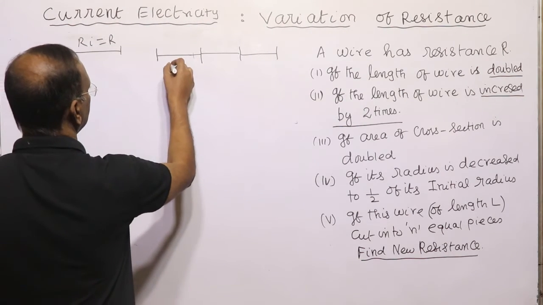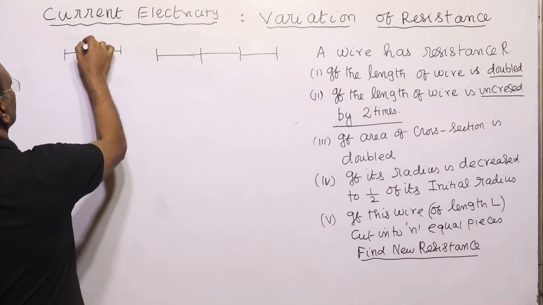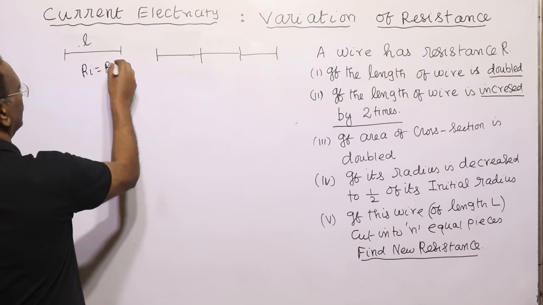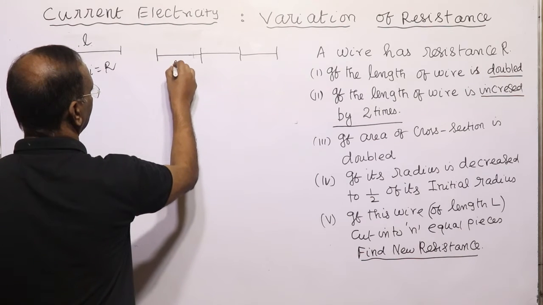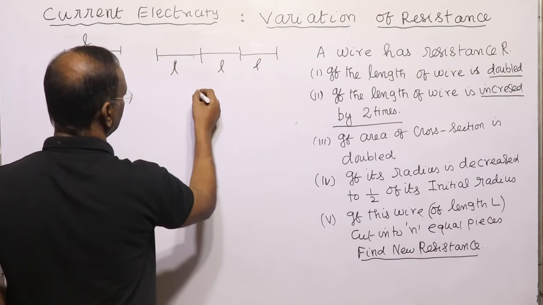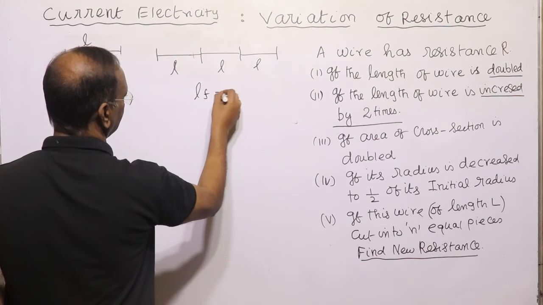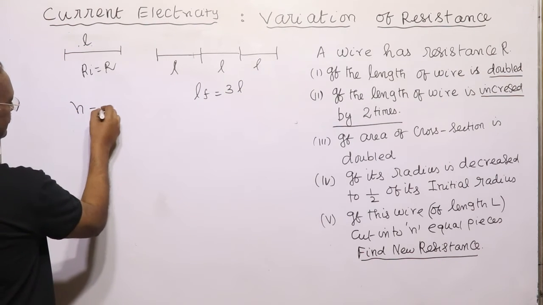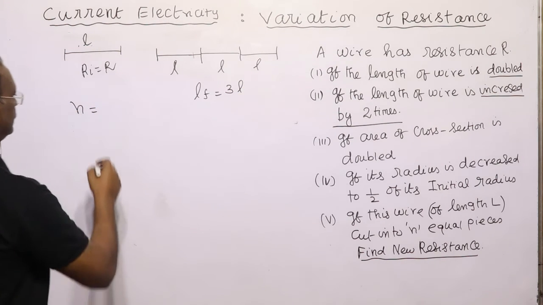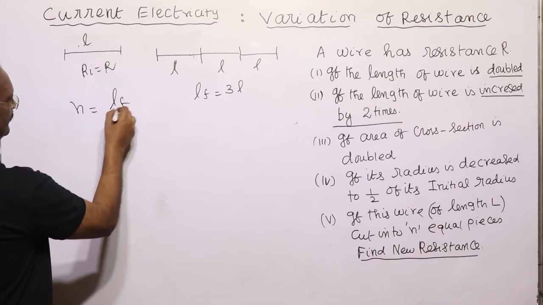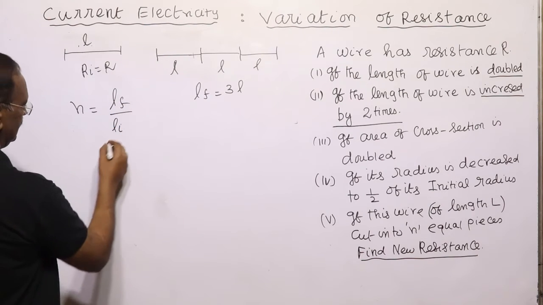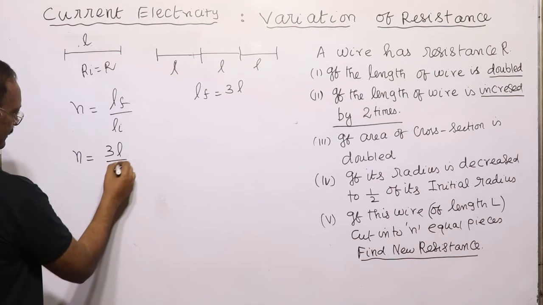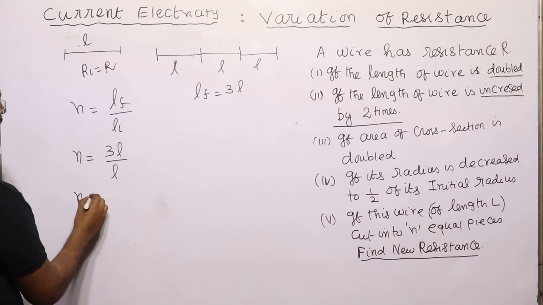That is, this is L, and it is given R initial is equal to R, and this is also L. 2 times it is increased. So L final is equal to 3L. So what is the value of N? N is equal to L final divided by L initial, which is 3L divided by L. N is equal to 3.